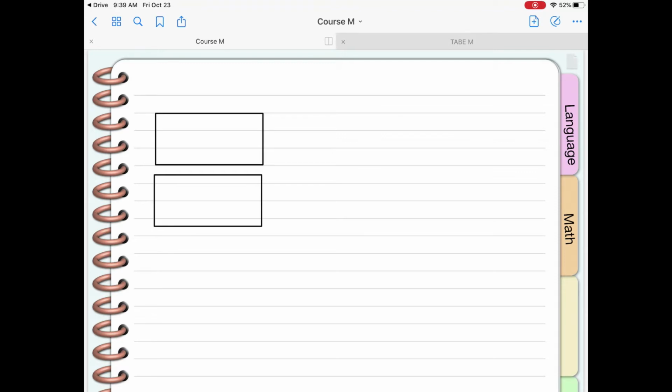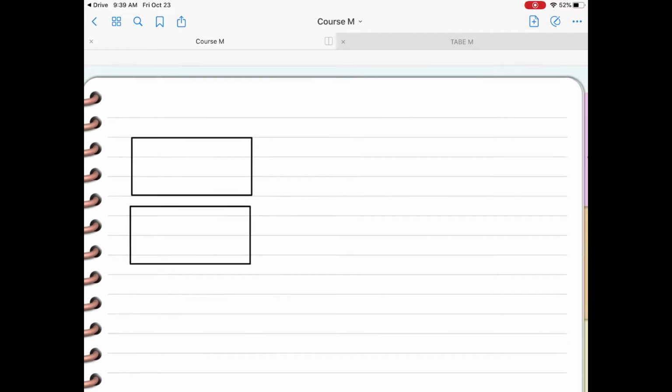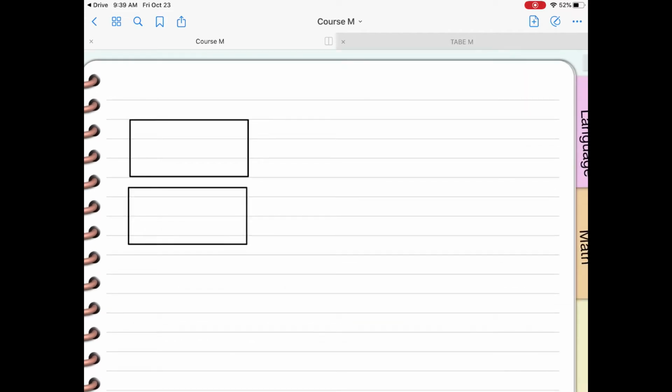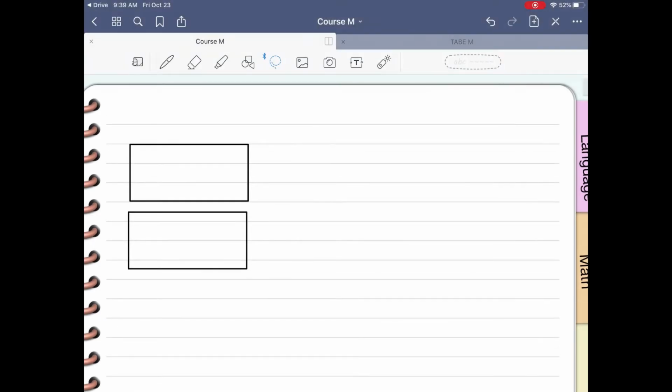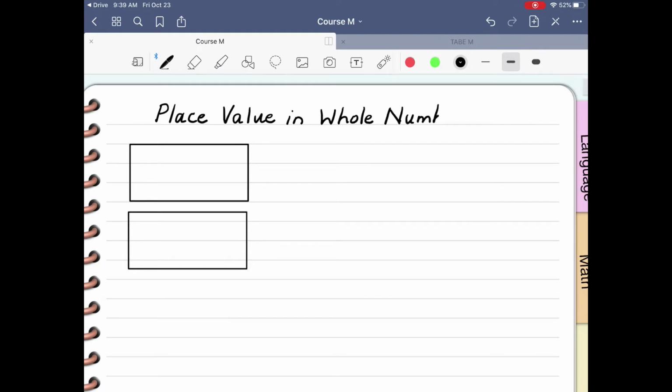But the first thing I want to do is give this page a title so that if I am looking back through my notes, I know what the name of the skill is that we're studying. This is a very important skill in math. Place value in whole numbers. We are not going to talk about the decimal place values in this lesson. Those will come a little bit later in our studies.